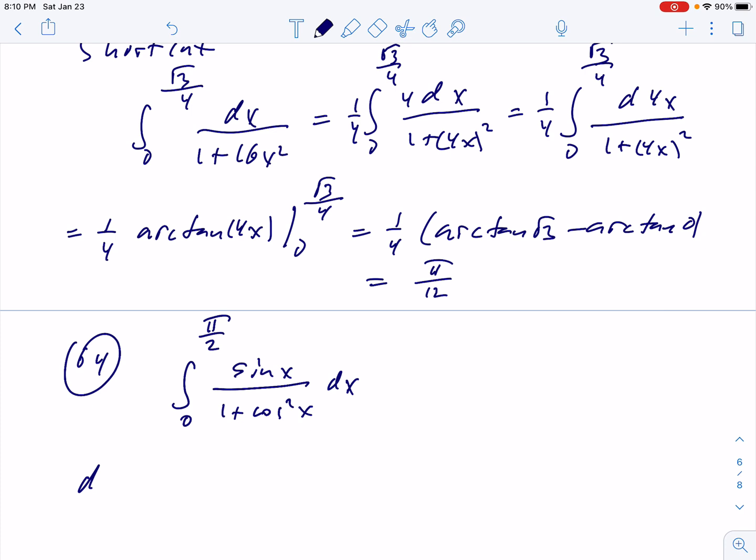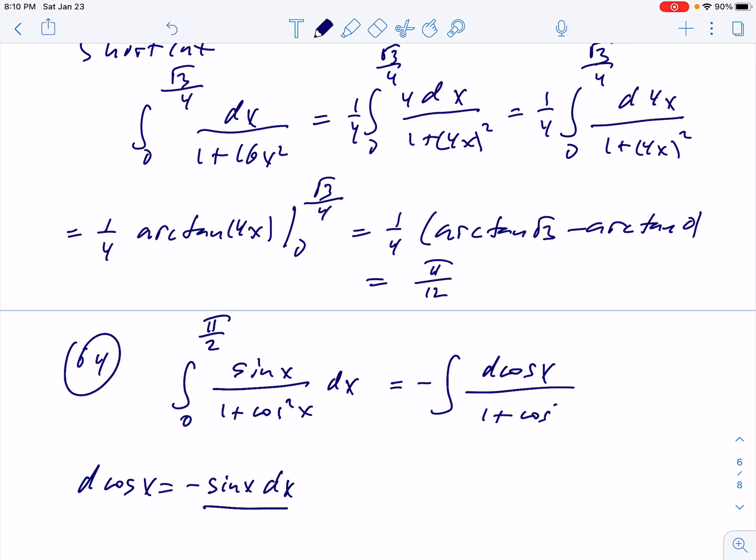We have that d cosine x is negative sine x dx. So this product sine x dx I can write like negative d cosine x, like that. Here d cosine x, and below 1 plus cosine squared x. Same limits.